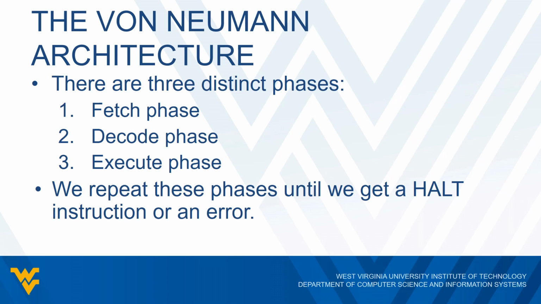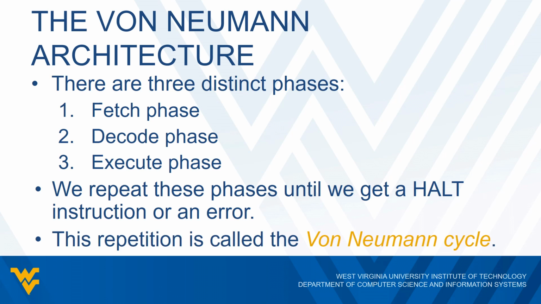Just trust me, don't try to divide by zero. Bad things happen when you do that. But we just keep repeating fetching, decoding, and executing until we either halt or we get an error. And this repetition is what we call the von Neumann cycle.